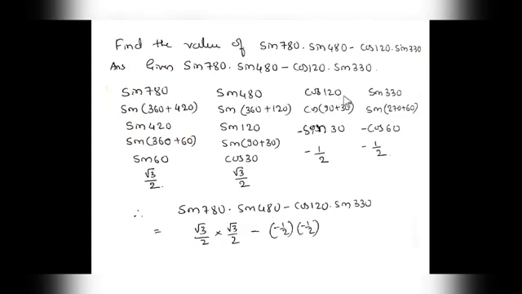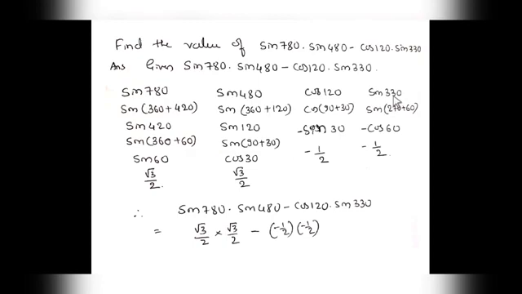Cos 120 can be written as cos 90 plus 30. 90 plus theta is in the second quadrant. In the second quadrant cos is negative, so it is minus. Cos will change due to this angle. Cos will become sine of angle 30. Minus sine 30 is 1 by 2.